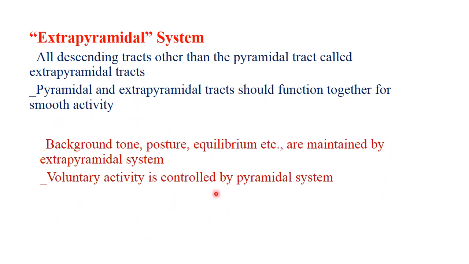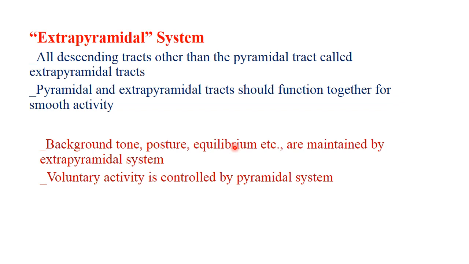Okay, we finished what we need to know about the corticospinal or pyramidal tract. Now we start to talk about the extrapyramidal system, and again extrapyramidal means there are extra parts of the brain that the information or fibers need to pass through between the cortex and the spinal cord to initiate their function. So the extrapyramidal tracts are all the descending tracts other than the pyramidal tracts. Pyramidal and extrapyramidal tracts should function together for smooth activity.